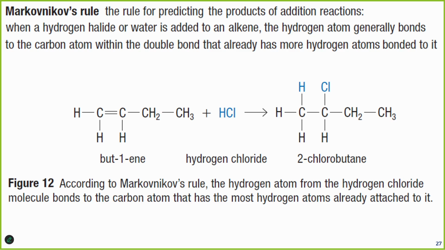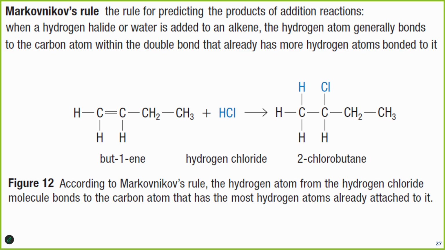A rule called Markovnikov's rule provides guidance on how the items will be added to the double bond. Markovnikov's rule is as follows. When a hydrogen halide or water molecule reacts with an alkene, the hydrogen item will generally bond to the carbon item in the multiple bond that has the most hydrogen items already bonded to it. Are you clear?